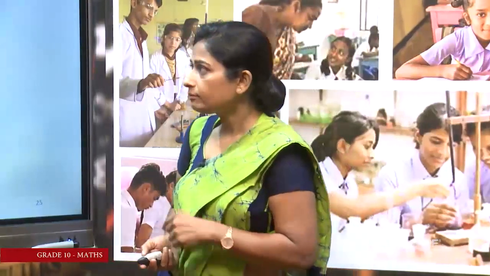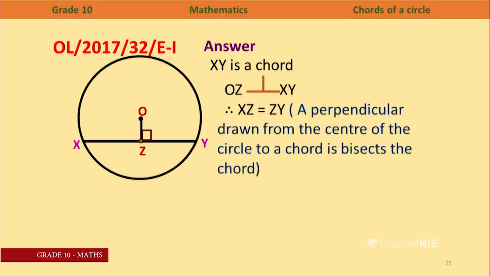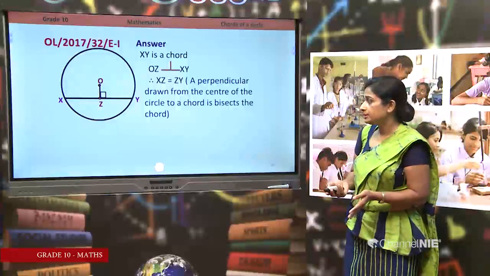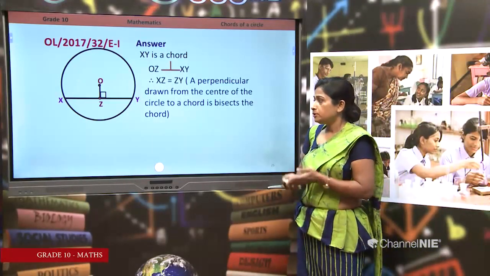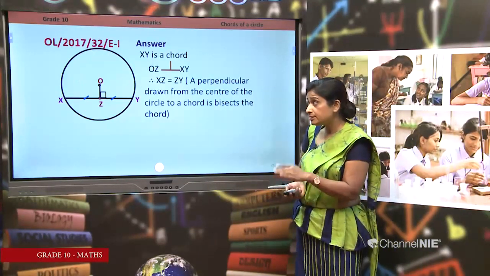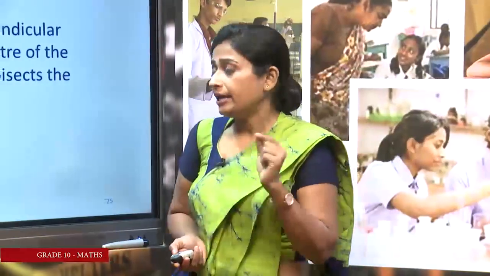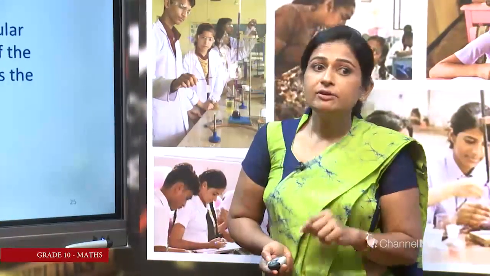Look at that. XY is a chord, that was given. And what else do you have? OZ is perpendicular to XY. That is also given. Because of that we can say XZ is equal to ZY. Why? A perpendicular drawn from the center of the circle to a chord bisects the chord. So, using that you can make a relationship. Here you know XZ is equal to ZY, then you can say XZ plus ZY is equal to XY.